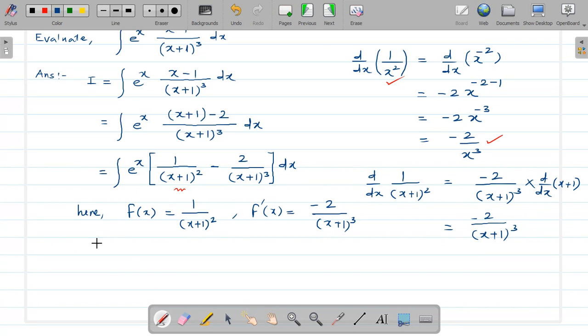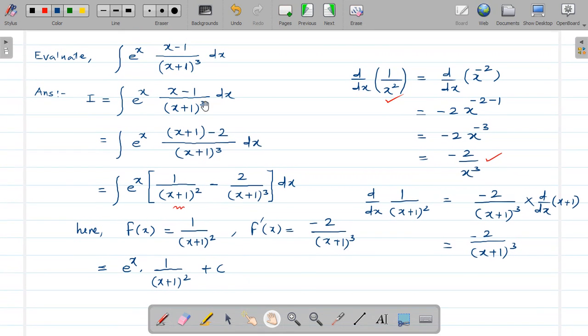Hence the integration will be by the rule, that is, integration of e raised to x into f of x plus f dash x. By that rule we get the integration as e raised to x into f of x. F of x here is 1 upon (x plus 1) squared, plus constant. So try to adjust the given term in the form of f of x plus f dash x.